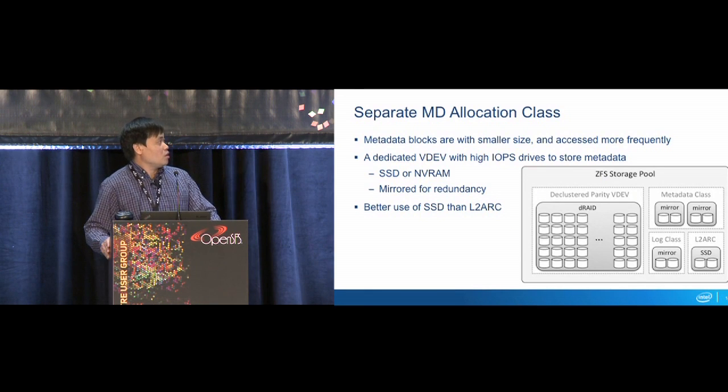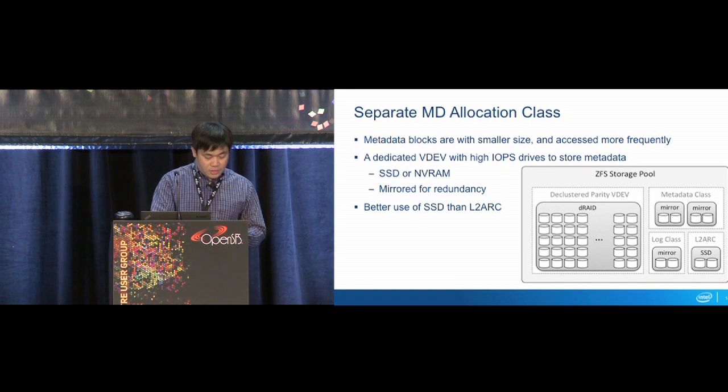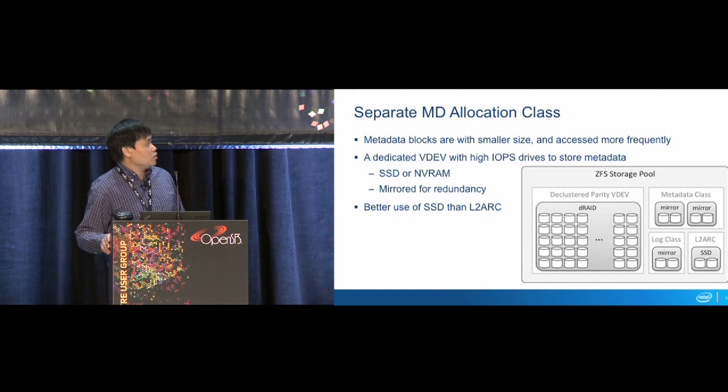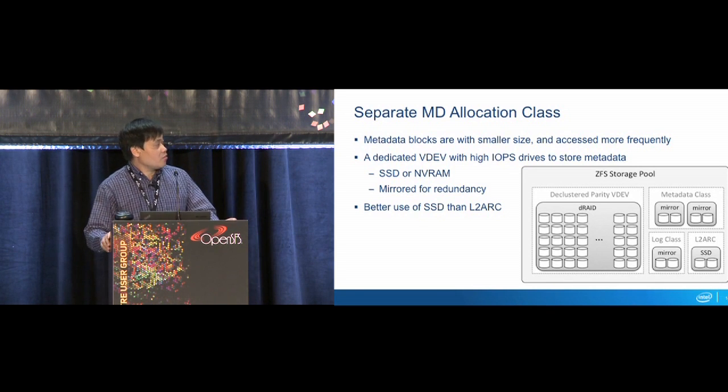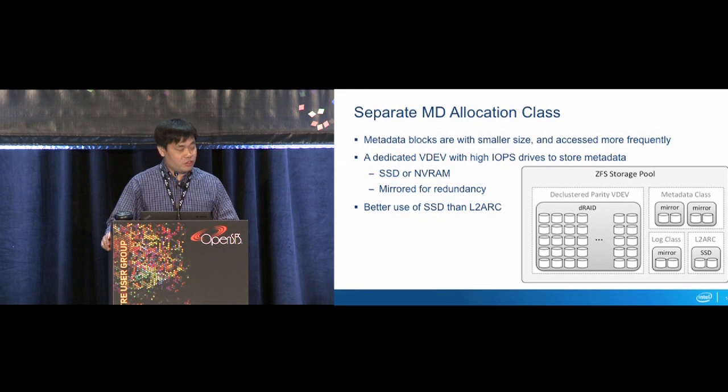So another work going on at Intel is to separate the metadata allocation class. Compared to the data in ZFS, metadata are usually tiny but more fundamental, because you need metadata to locate your data in ZFS. So loading metadata faster is really important to ZFS. It will result in lots of benefits.